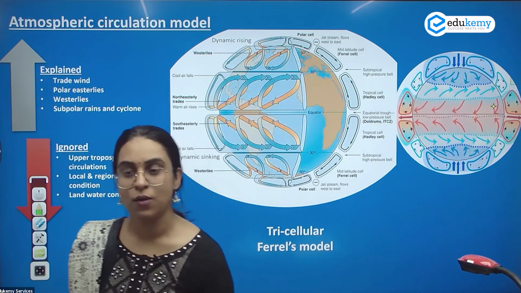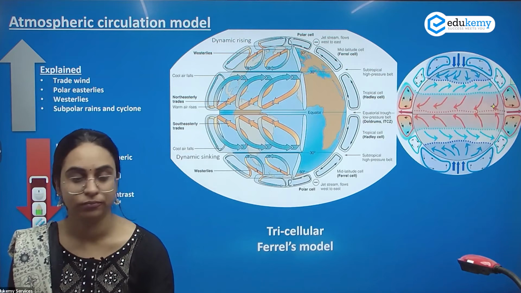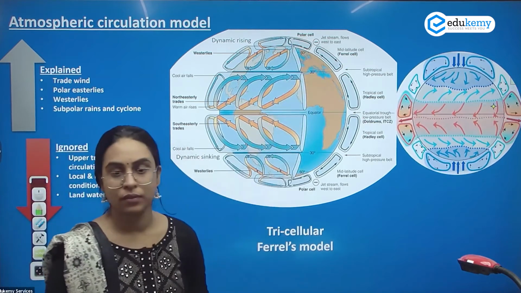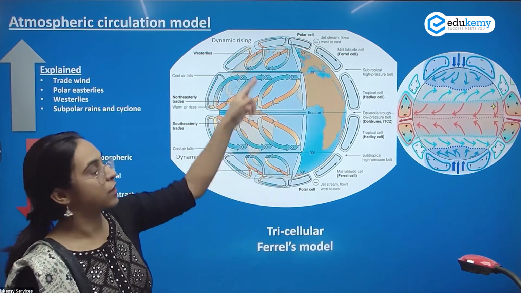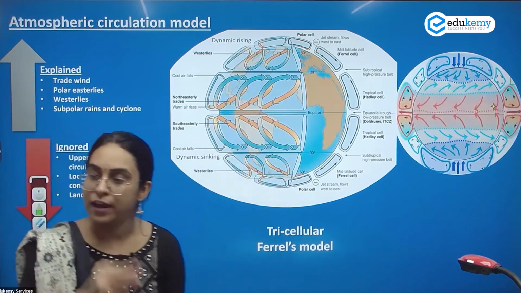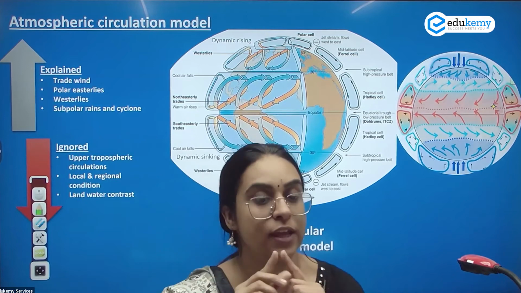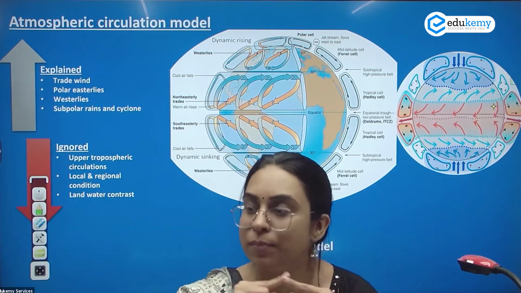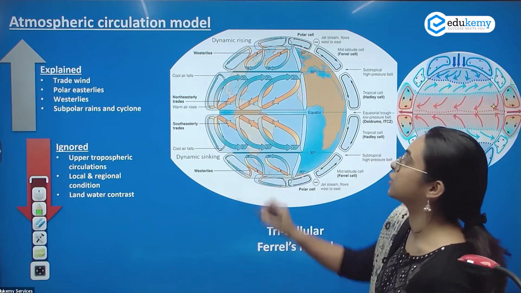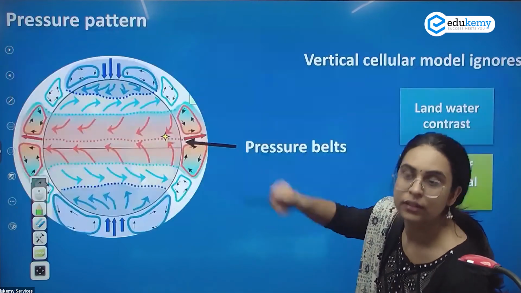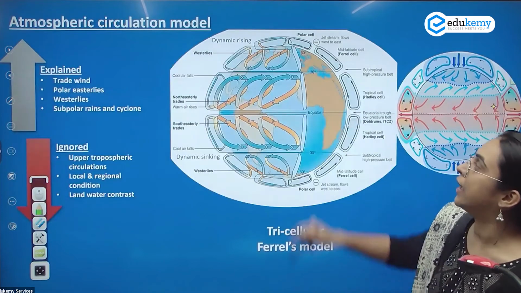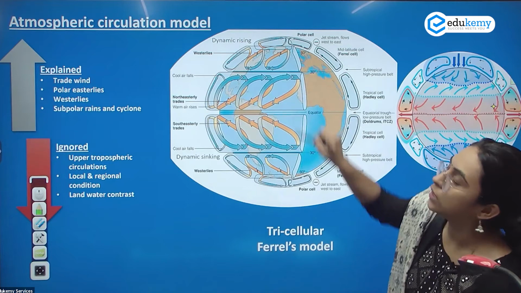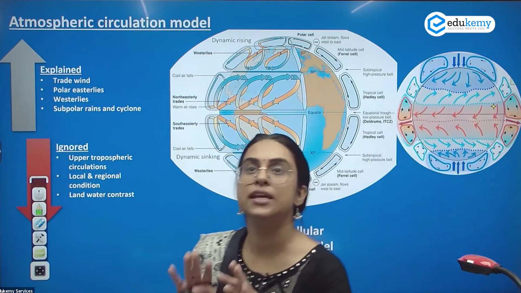Now that is Ferrell's model. तो Ferrell के हिसाब से there are 3 pressure cells. Ferrell के हिसाब से there are 7 pressure belts. And Ferrell also explains your planetary winds. The planetary winds, like we will see how does he explain the trade winds. He explains westerlies. He also explains your polar easterlies. We will see how does he explain.